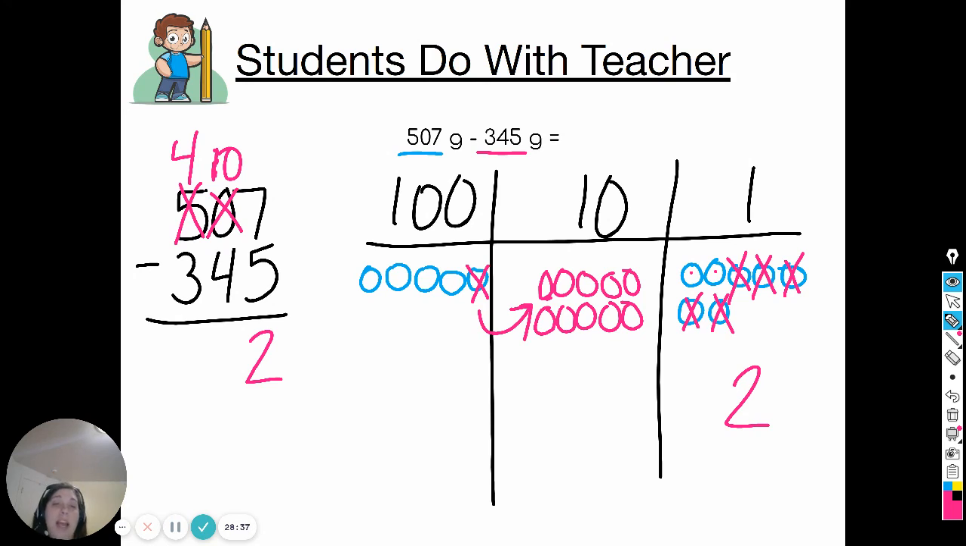All right, now we have 10 and we need to take away 4. So let's go ahead and cross out 4. 1, 2, 3, 4. Count how many tens you have left. Should have counted 6. Over here in our standard algorithm, 10 minus 4 is 6.